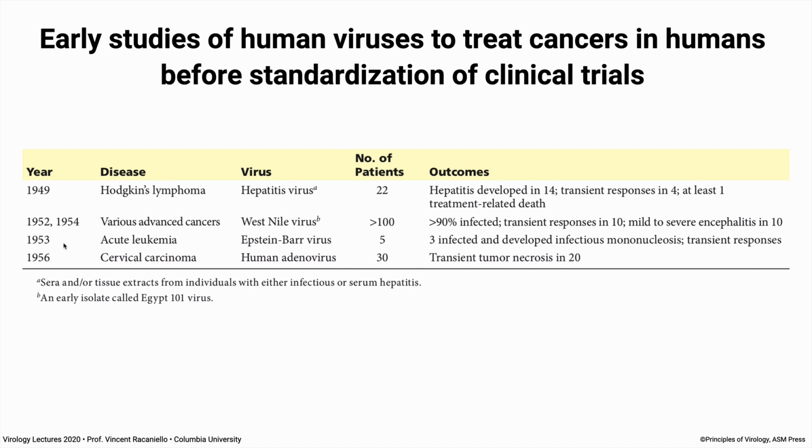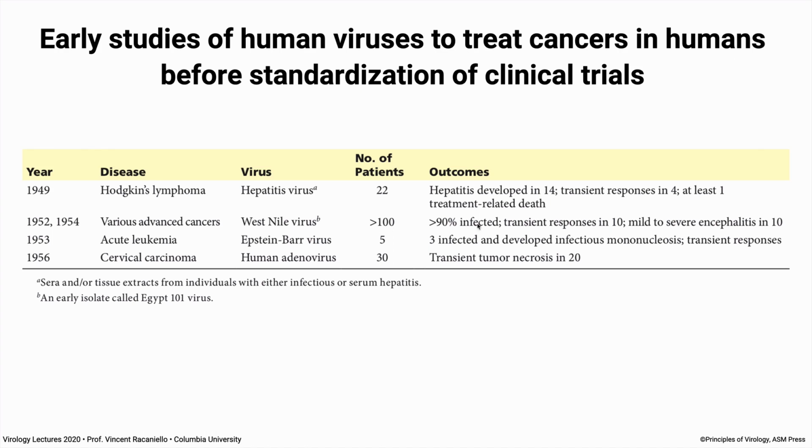So this field begins a long time ago in the 40s and 50s. Early studies of human viruses to treat cancers. This is before clinical trial standardization. Hodgkin's lymphoma, they treated it with hepatitis virus. And they didn't even know which virus was in here. This is serum from individuals with infectious or serum hepatitis. 22 patients, 14 of them developed hepatitis and 1 death.